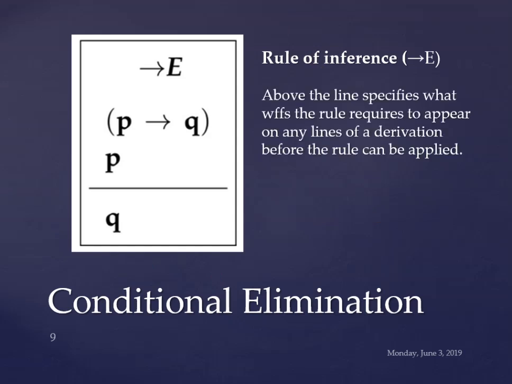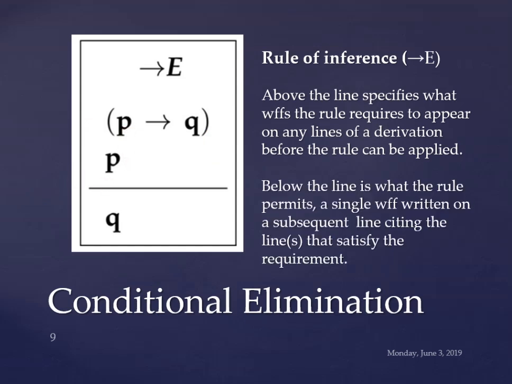The way you should understand them is that what's above the line specifies what well-formed formulas the rule requires to appear on any lines of a derivation before the rule can be applied. You've got to have these two things. Take those things as input. Then as output, you can write what's below the line, a single well-formed formula written on a subsequent line, and then you cite the lines that satisfy the requirement.